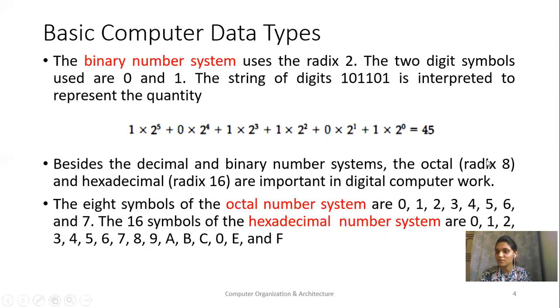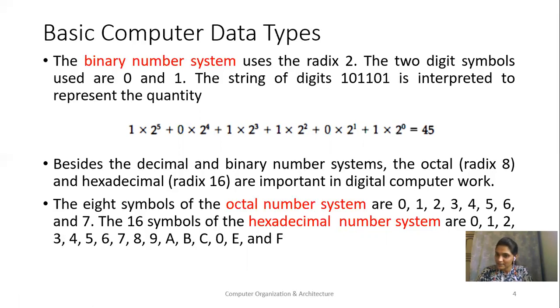Octal number system is a radix 8 system. That means it has a total of 8 symbols to represent different numbers. Okay, and these 8 symbols are 0, 1, 2, 3 up to 7.